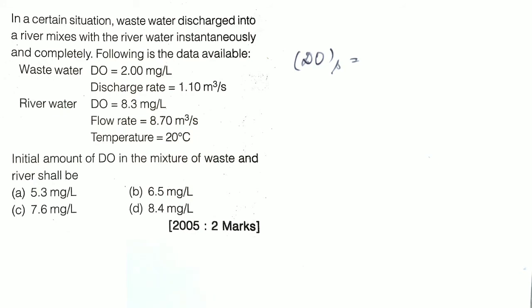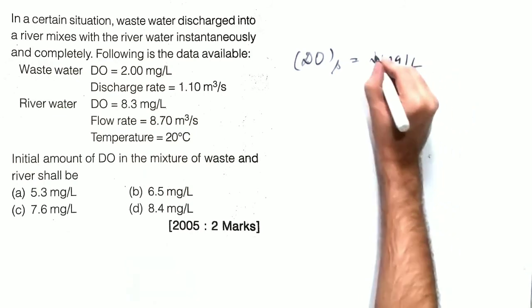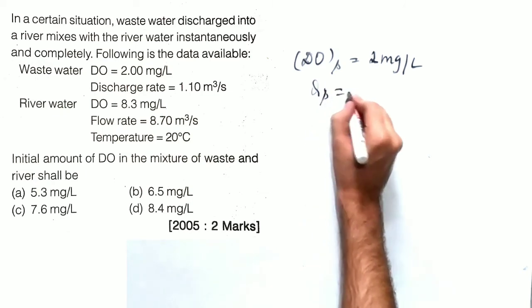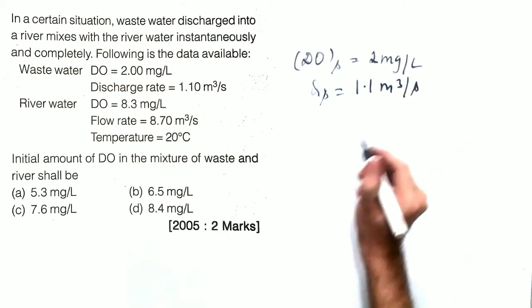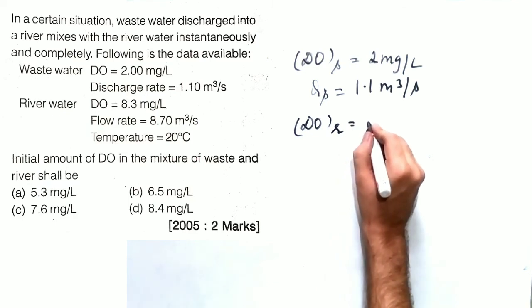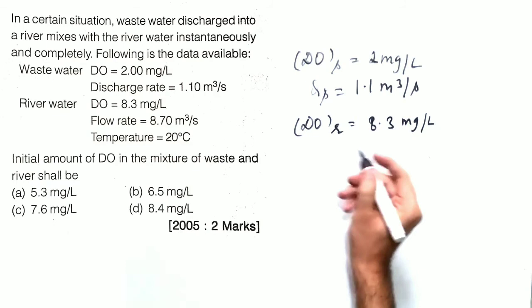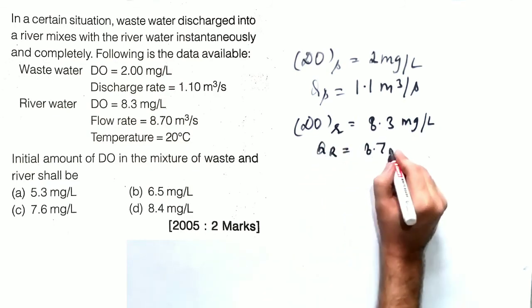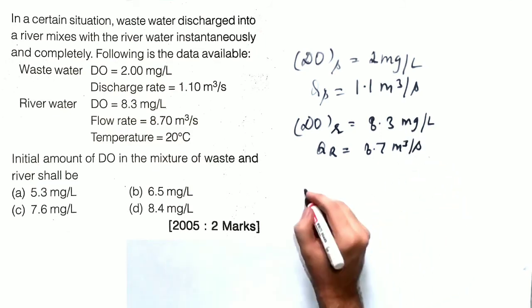The dissolved oxygen is given as 2 milligram per liter. This is for sewage, and the discharge of the sewage is given as 1.1 meter cube per second. Similarly, the dissolved oxygen of river is given as 8.3 milligram per liter, and the discharge of the river is given as 8.7 meter cube per second. So you have to calculate the DO of the mix.